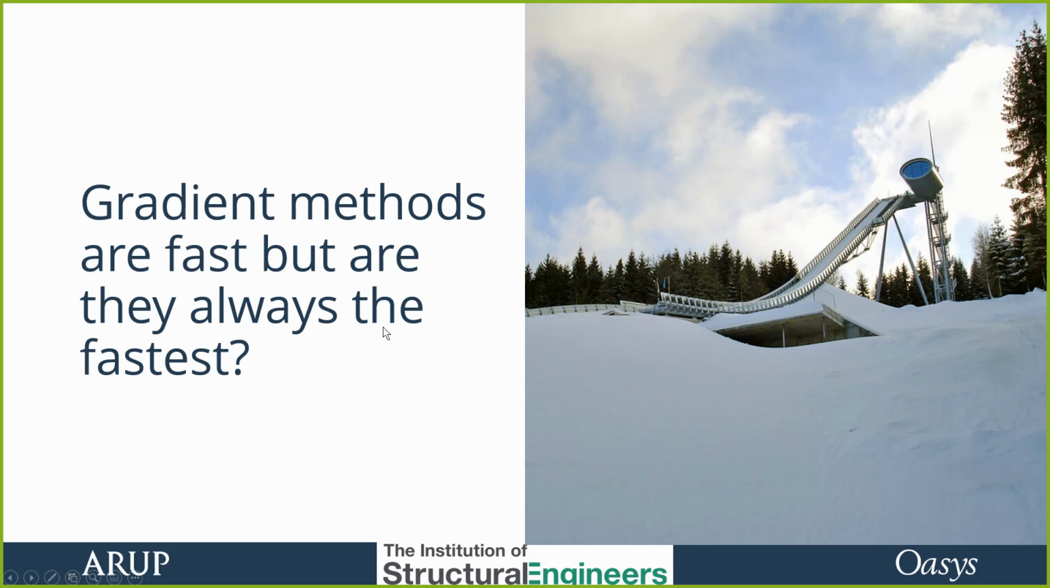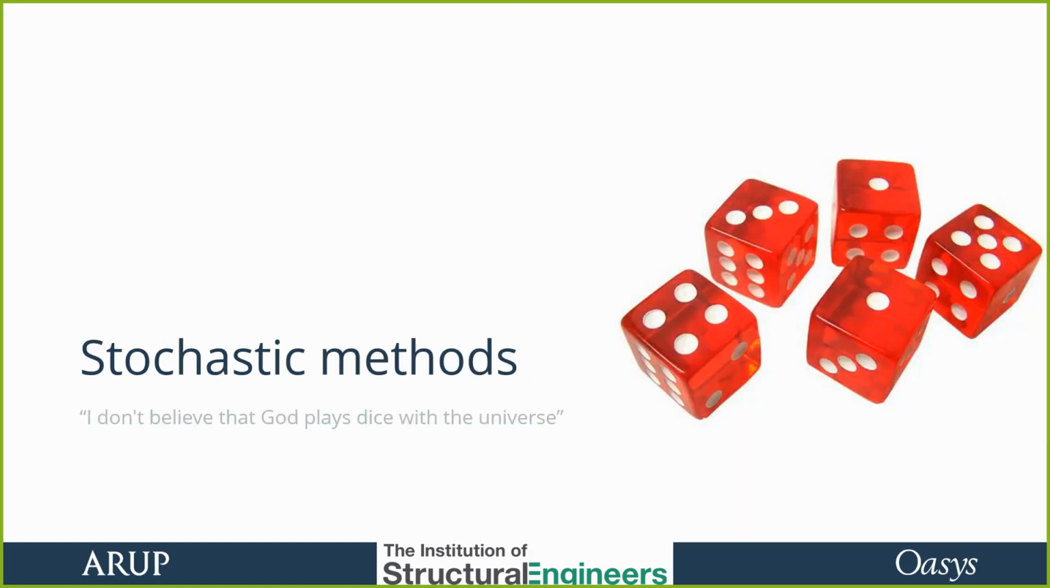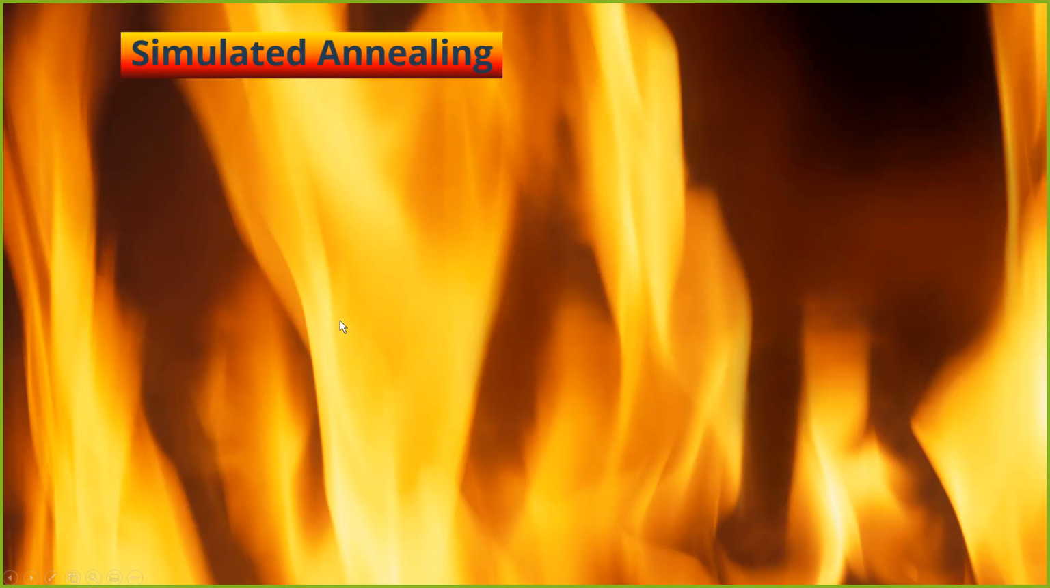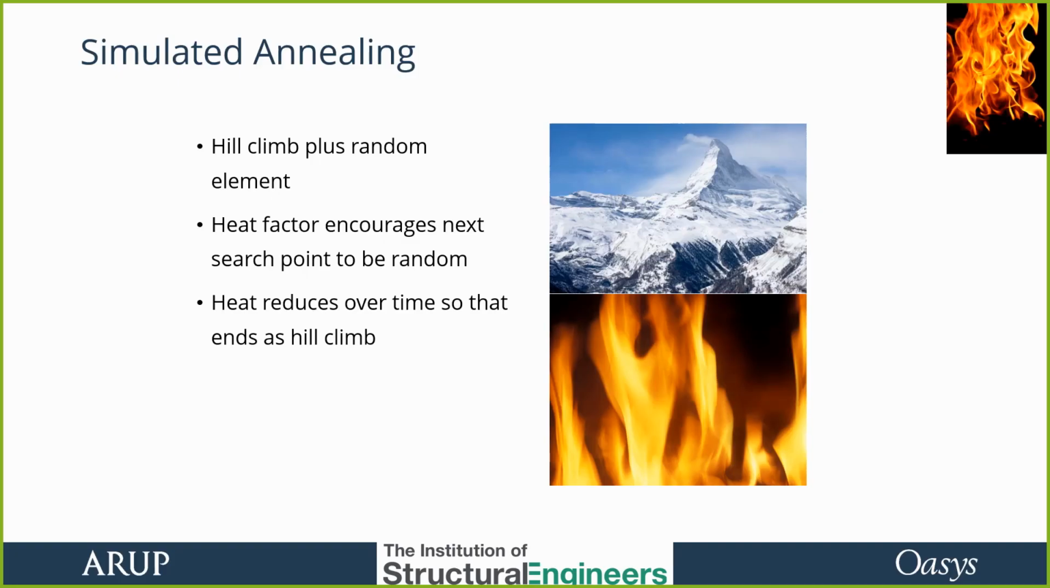So what else can we do when gradient methods don't work very well? They're not efficient. We can start to use randomness, stochastic methods. How might these work? So simulated annealing, which you may have come across. I'm sure you've heard of annealing. So annealing based on the way that metal stiffens as it cools and so on. In simulated annealing, we use a hill climb method plus a random element.